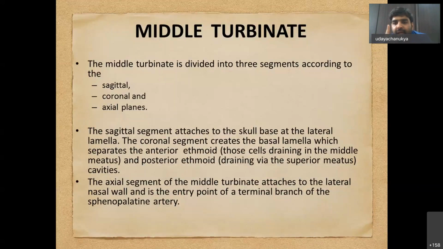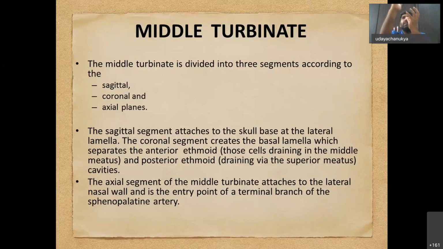The first part is located in the sagittal plane. It is attached to the skull base at the lateral lamella. The coronal segment creates the basal lamella. What is basal lamella? We'll discuss later. The basal lamella is the partition between anterior and posterior ethmoidal sinuses.